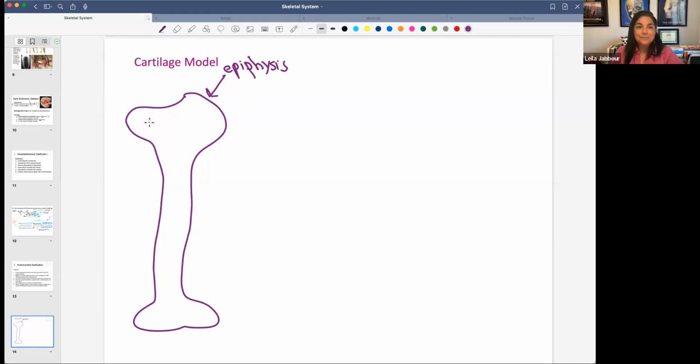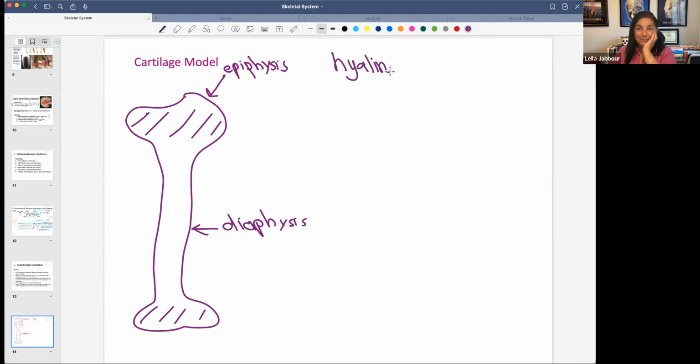So the epiphyses are the heads of these long bones, and the diaphysis is the shaft, and it's all regular hyaline cartilage. This is made with hyaline cartilage. I have to write a little bit slower. This is definitely forcing me to slow down so it writes properly.